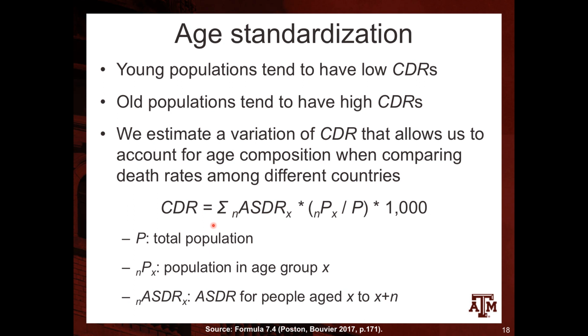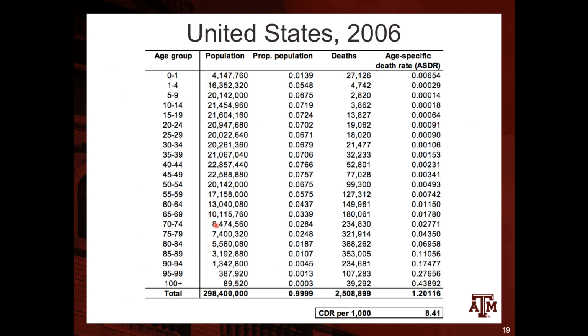So that's what I'm going to show you now with the example of crude death rates for the US and Venezuela. So this is the information for the US in 2006. This is how many people are in each one of the age groups going from 0 to 1 until 100 plus in the US in that specific year. That's the total population. And here is just the proportion of the population in each one of these age groups. So we're getting 4 million divided by 298 million, we get 0.0139. That's the proportion of people in this specific age group in the US in 2006.